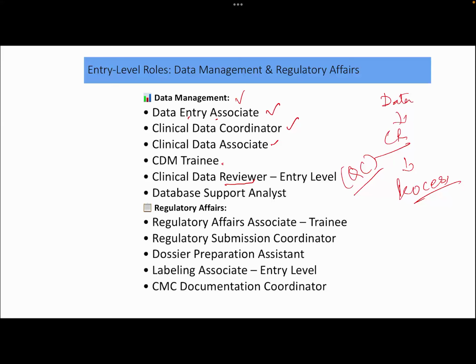Database port analyst. Now regulatory affairs, because you are filing INDA, NDA, CTA, these types of applications, right? Who prepares these dossiers?